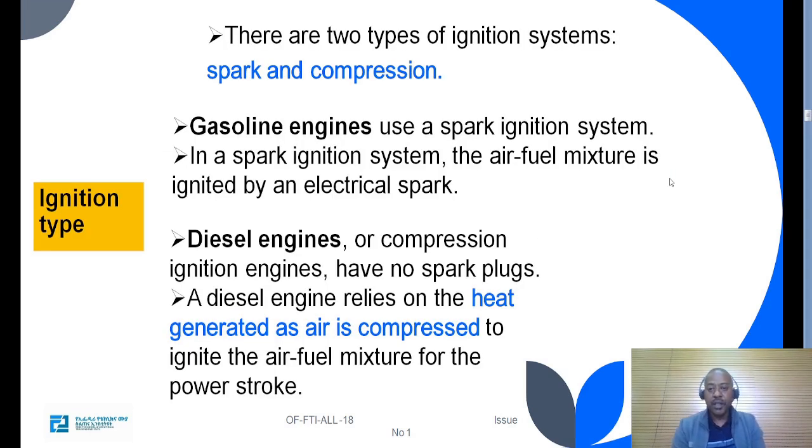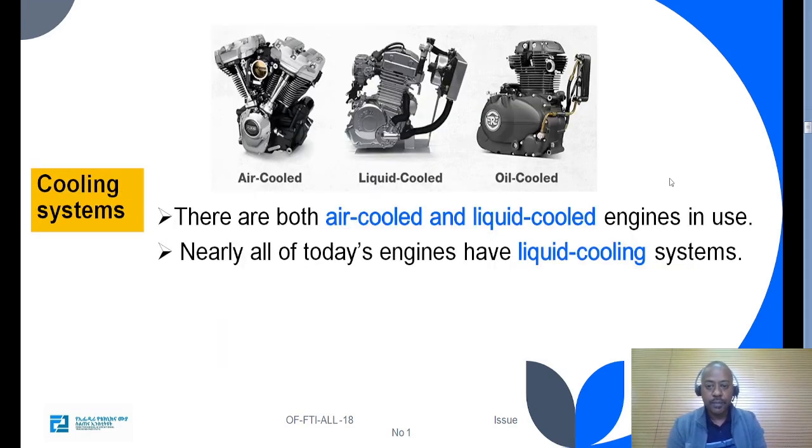Ignition type. There are 2 types of ignition system: spark and compression. Gasoline engines use a spark ignition system. In a spark ignition system, the air-fuel mixture is ignited by an electrical spark. Diesel engines, or compression ignition engines, have no spark plug. A diesel engine relies on heat generated as air is compressed to ignite the air-fuel mixture for the power stroke.